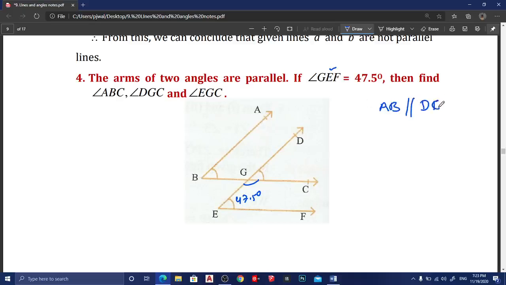AB is parallel to DE. And also given that the second pair of arms, which is BC, is parallel to EF. BC is parallel to EF. These two lines are also parallel. So now take these two lines, the second pair of parallel lines, BC and EF.